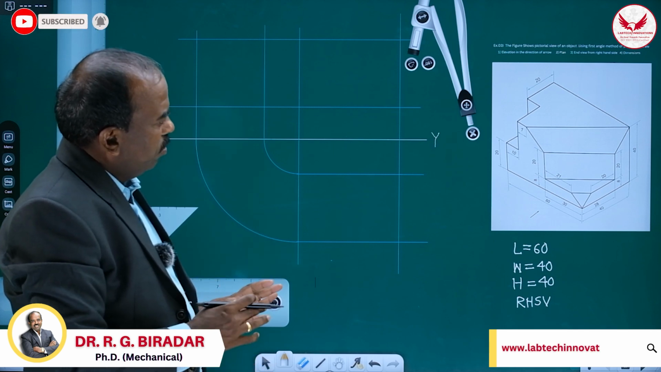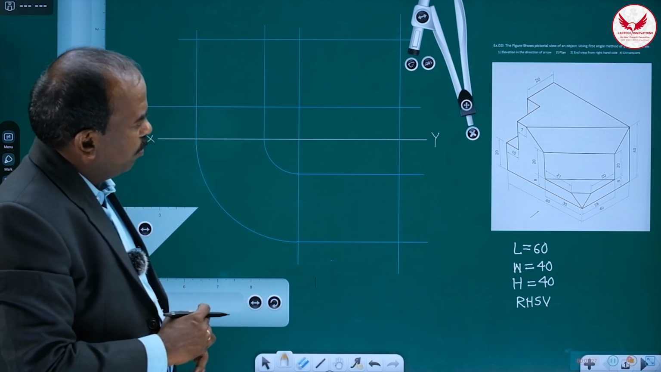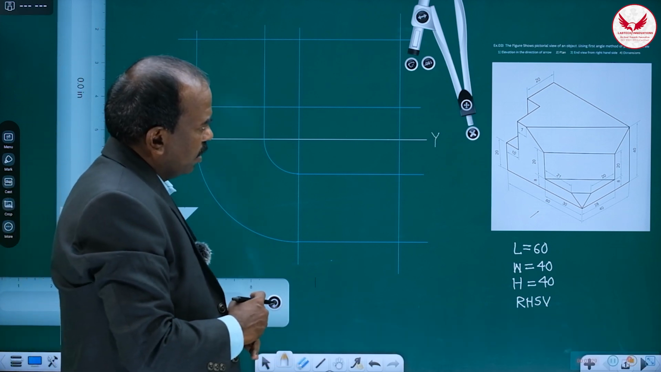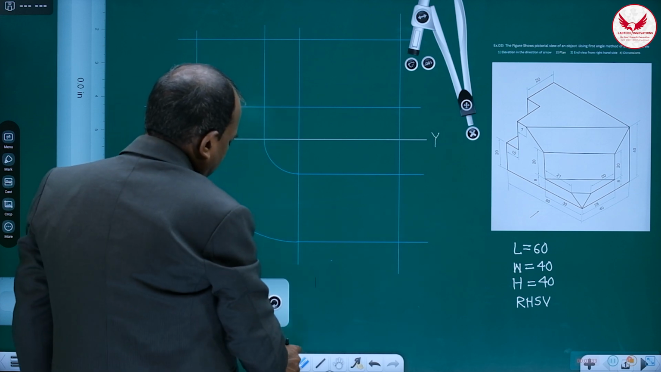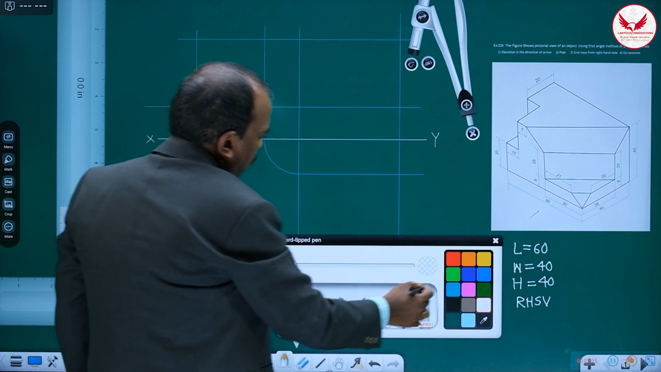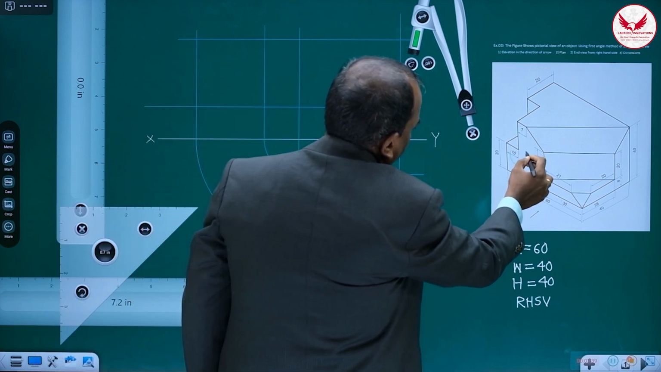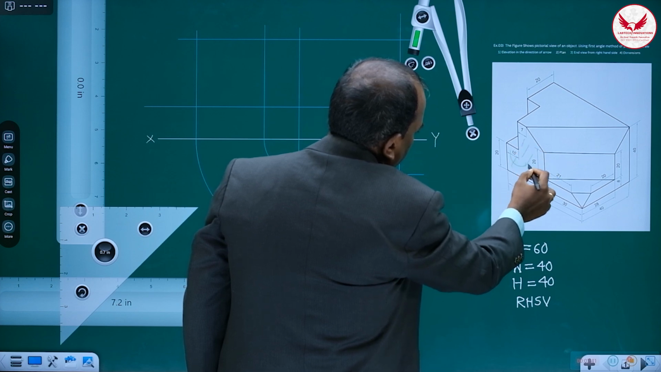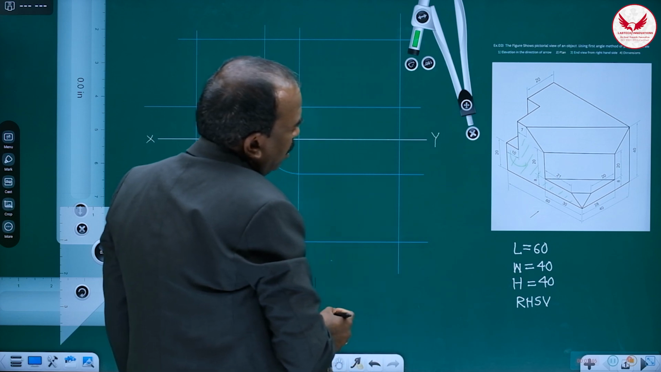Now in a very simple way, in the front view, what can you see? As far as this object is concerned, I will find in the front view that whatever this area is, it is a single plane in the front view.